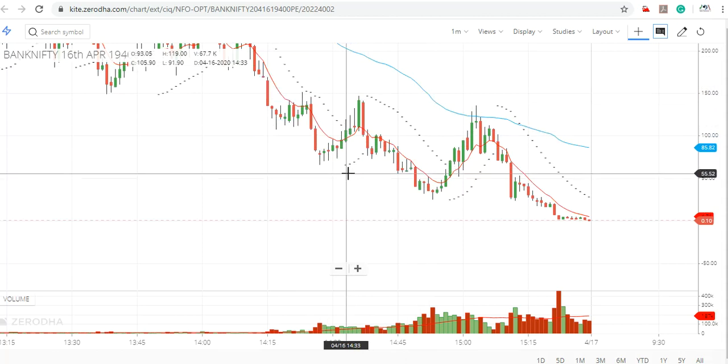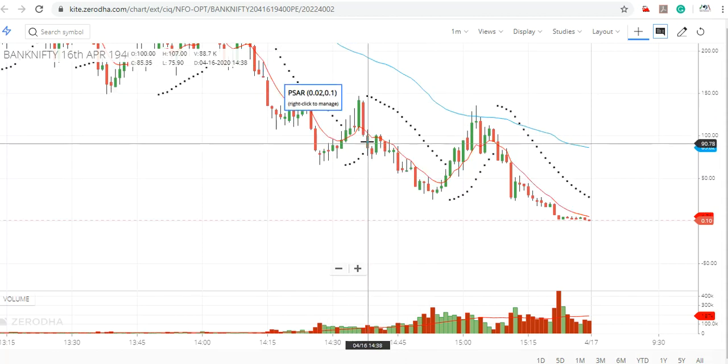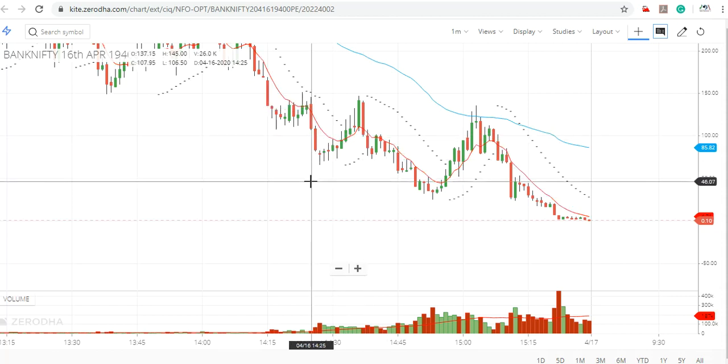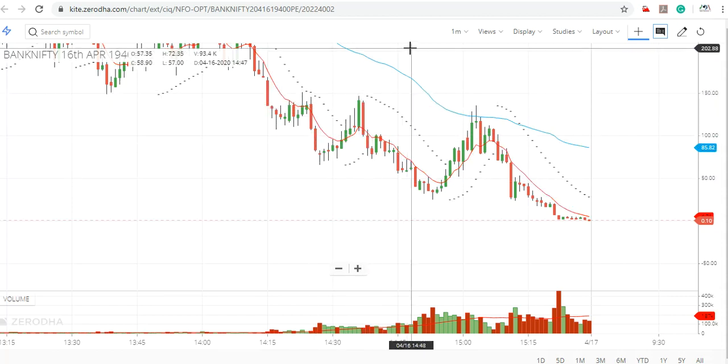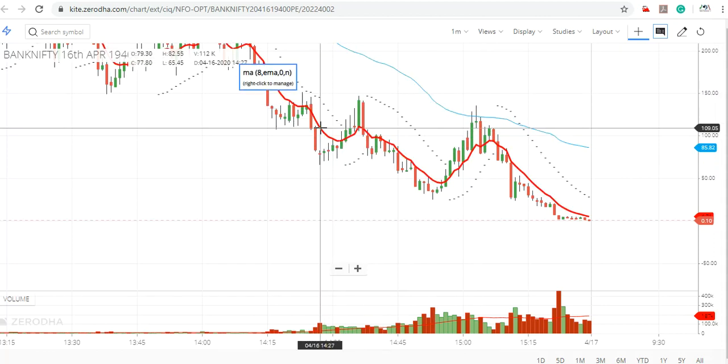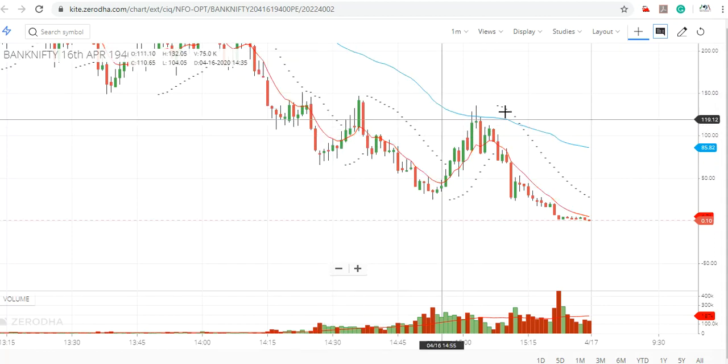PSAR has given a buy signal here, and it has given a sell signal here. So you enter here and follow the PSAR, or you can follow the moving average. The 8 moving average will be better.